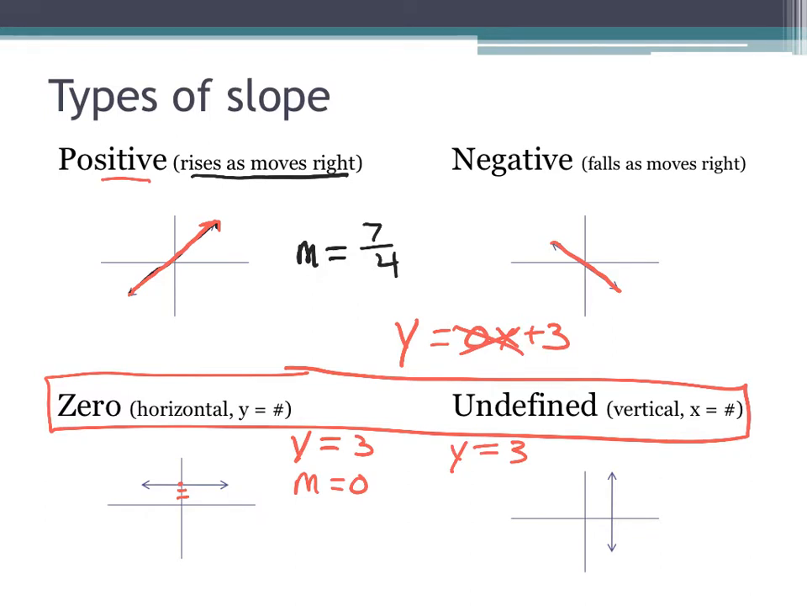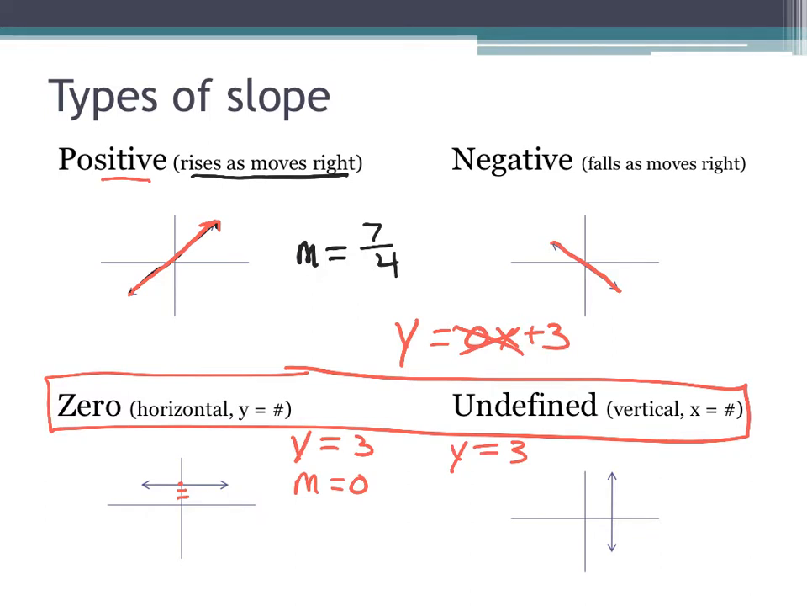Now the other one, the one that is vertical, is not 0, it's undefined. So let's talk about why one's 0 and one of them is undefined, because there's a reason why they are. Like, why is this one 0 and why is that one undefined? How did we come up with that?